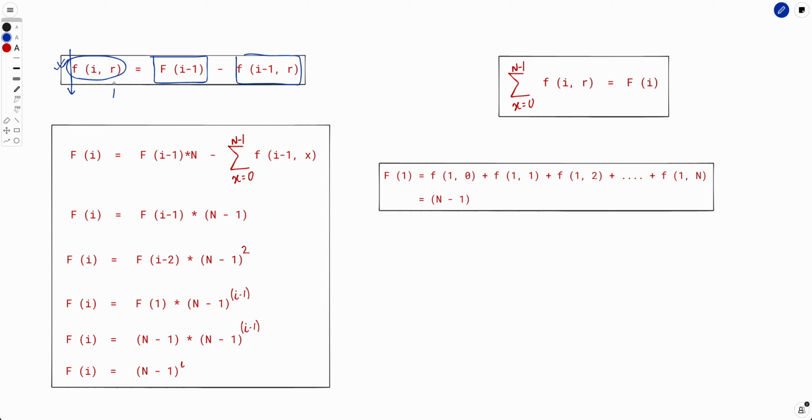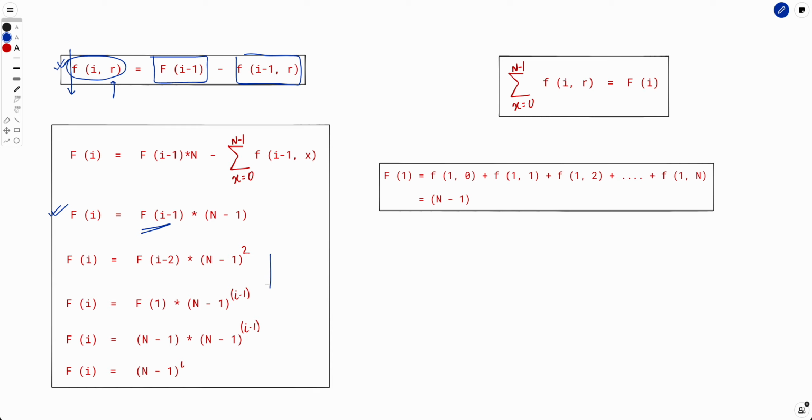Because you are summing all the values of f of i, r, this will also be converted to capital F, right? Now what this thing is, this is nothing but F of i minus 1, so we will simply replace this with capital F of i minus 1, and this entire expression would look something like this, right? Now you can simply apply this exact same recurrence for F of i minus 1 as well, and you will get this particular thing. Basically F of i minus 1 will be equal to F of i minus 2 multiplied by n minus 1. So this will become F of i is equal to F of i minus 2 multiplied by n minus 1 whole square.